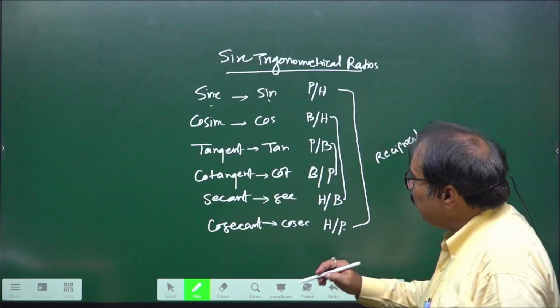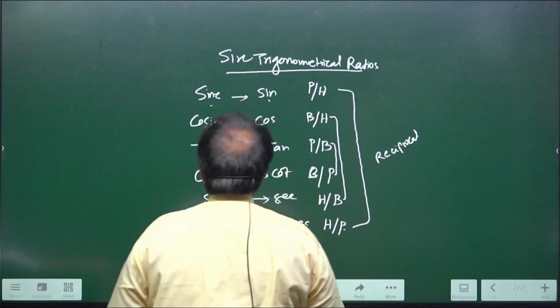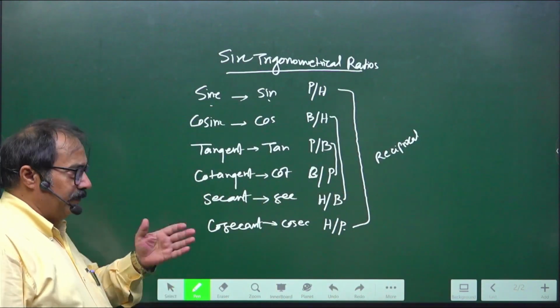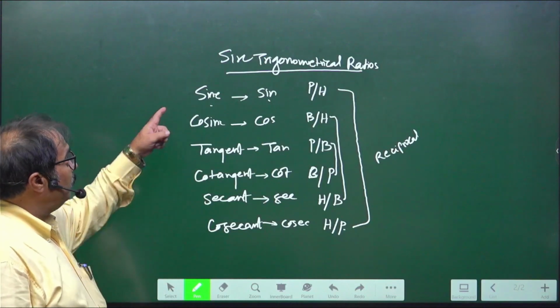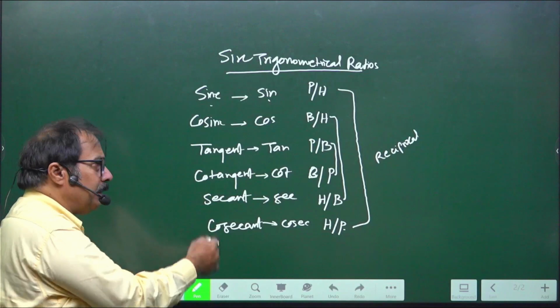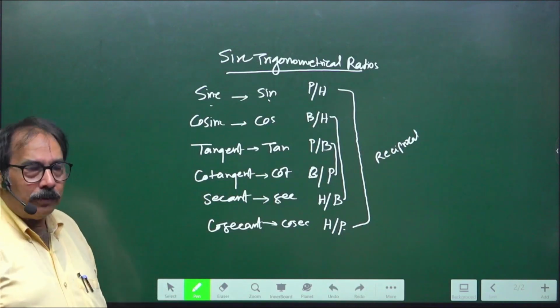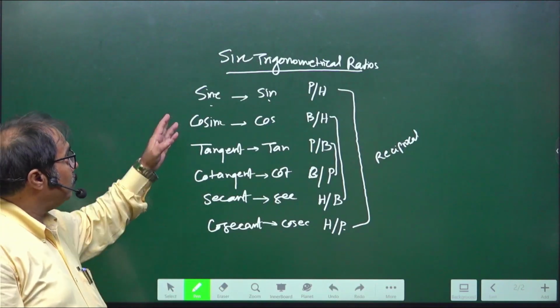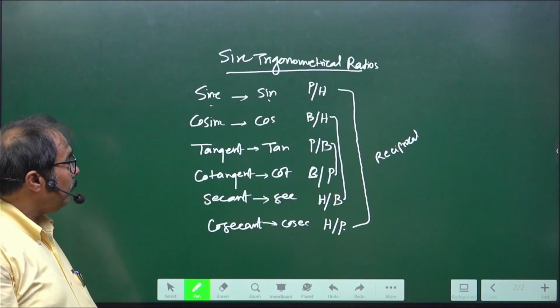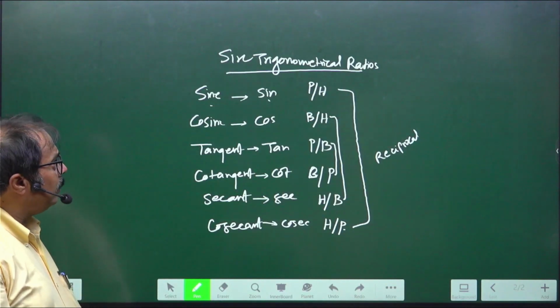Okay, it means that suppose we have to find all the trigonometrical ratios in a given right angle triangle. So we will find these three: sine, cosine, tangent, and for the rest we will do reciprocal of sine, cosine and tangent. So in this way we will get all the 6 trigonometrical ratios.